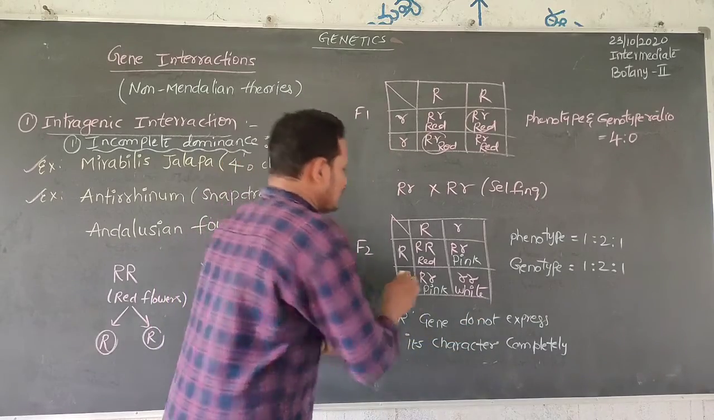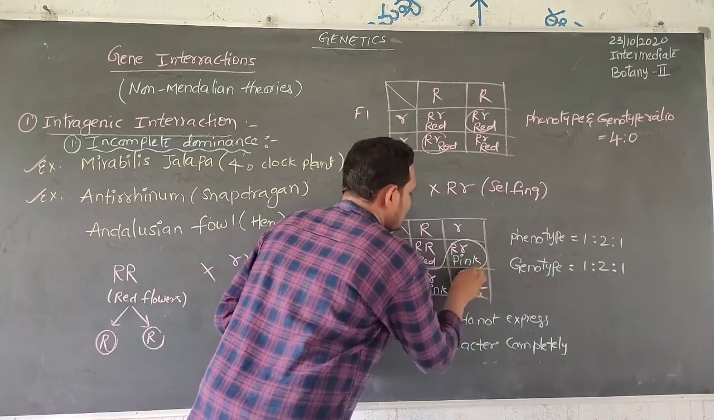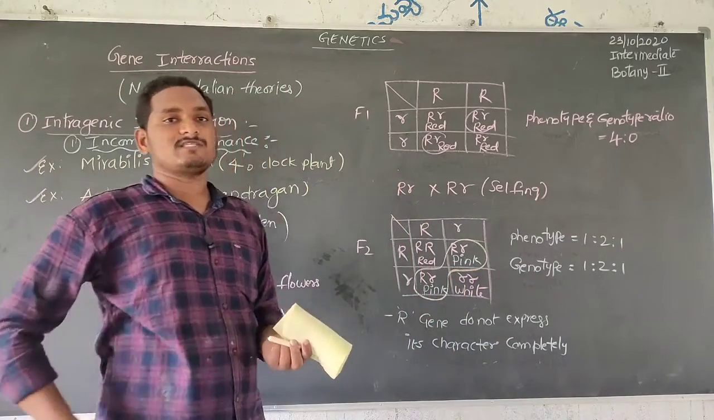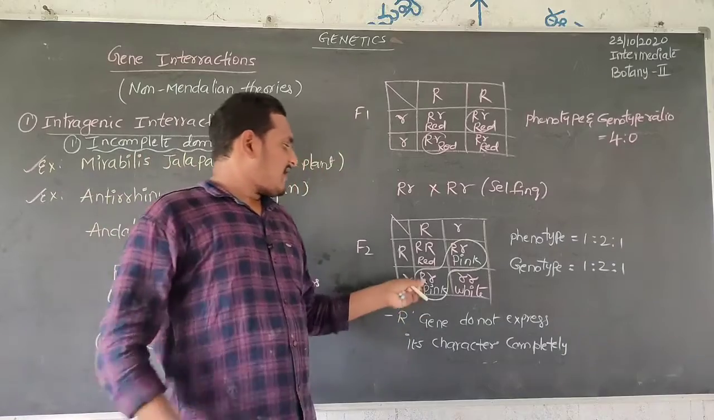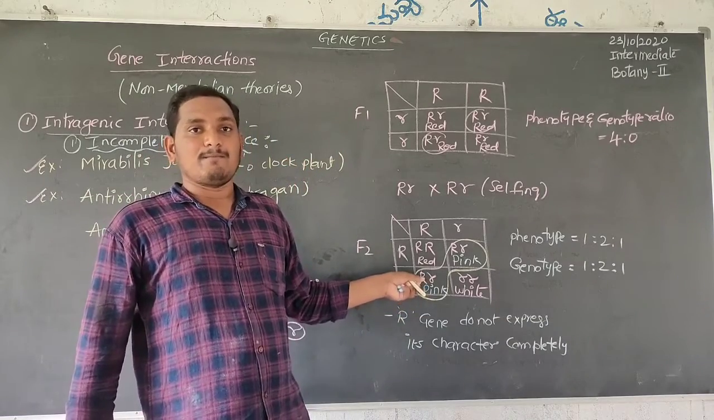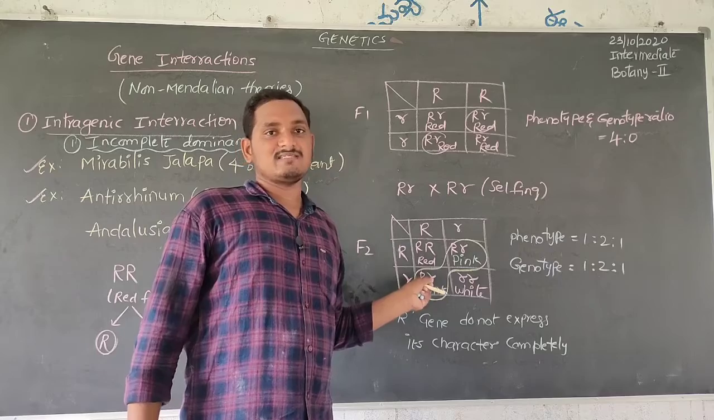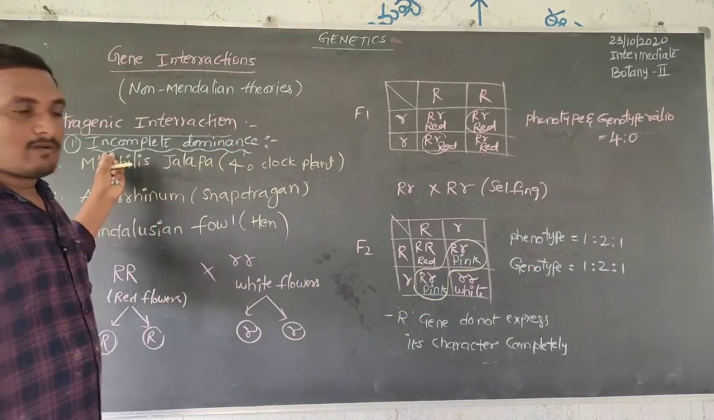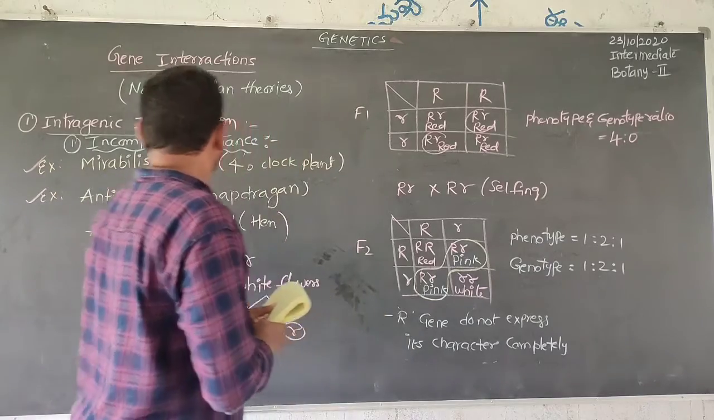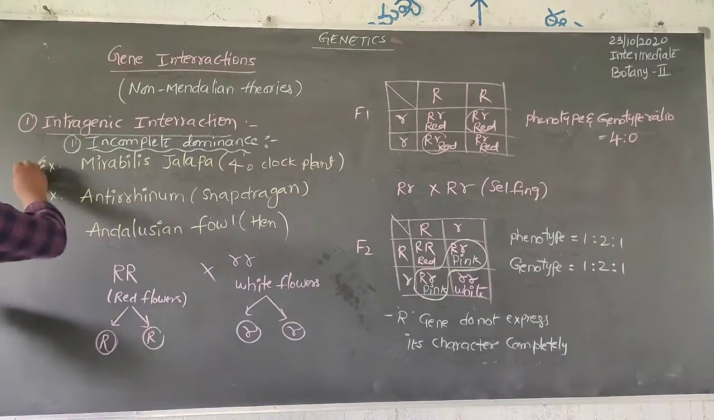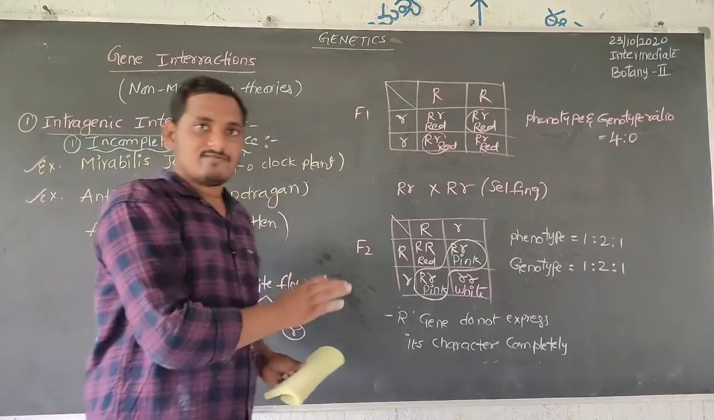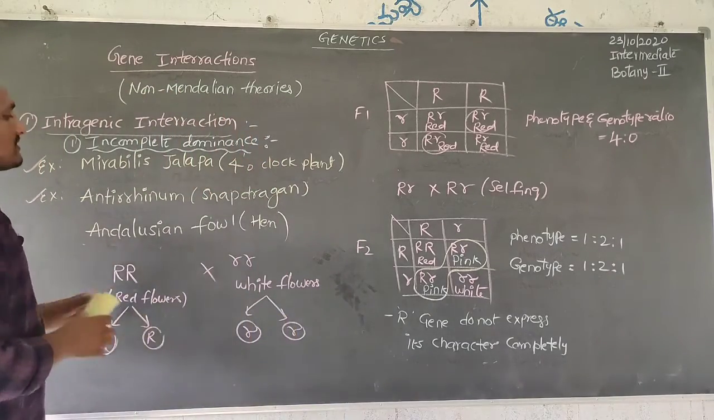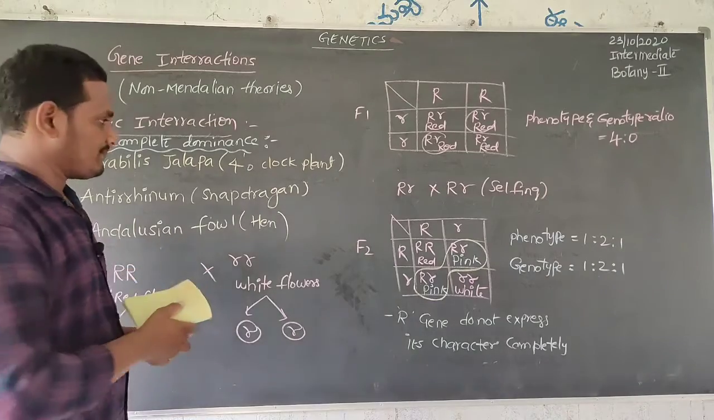Here these 2 plants show incomplete dominance. Why? Because in these 2 plants R does not express its character completely, so this type of gene interaction is known as incomplete dominance. So this part is completed. Next we have to show the Andalusian fowl.